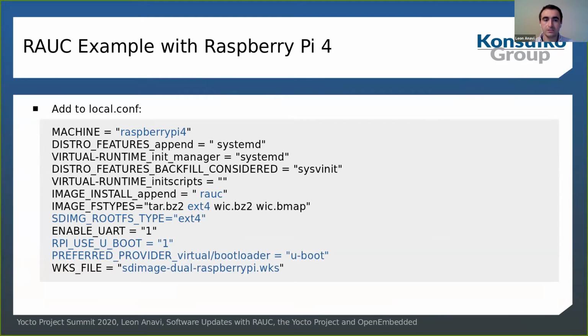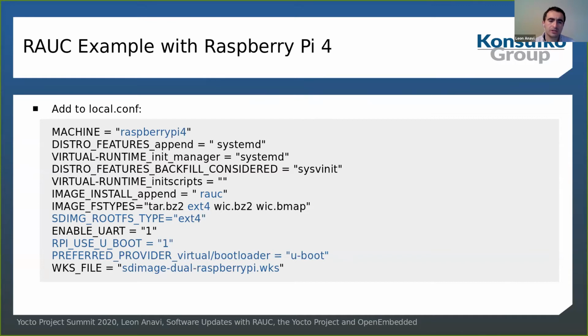You can just paste these instructions at the end. Here in blue, I've highlighted some of the more important configurations. Of course, all of them are important. The first one is setting the machine to Raspberry Pi 4, as this demo is particularly for Raspberry Pi 4. After that, I'm switching to systemd. I'm adding rauc to the image. I've mentioned that we need the ext4 file system, and here you see that it's defined.